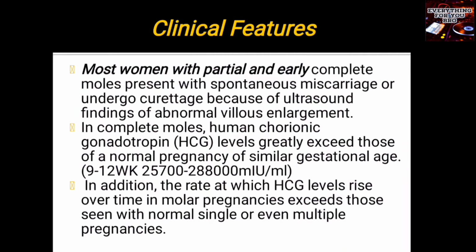In complete moles, the HCG levels greatly exceed those of a normal pregnancy of a similar gestational age. For example, in 9 to 12 weeks of pregnancy, the normal levels of HCG are 25,700 to 2,88,000. Okay, so there is a very varied range. So milli international units per ml. Here, compared to the normal value at 9 weeks of gestation, these levels are very high. They exceed even the normal levels.